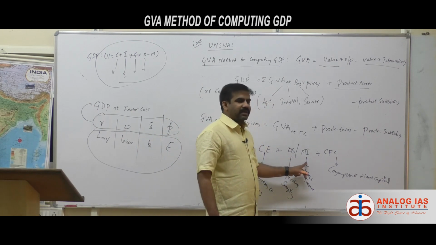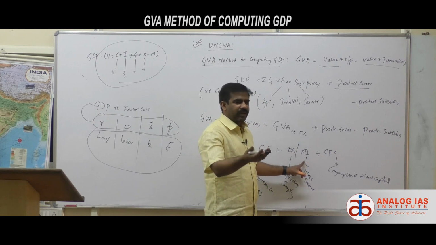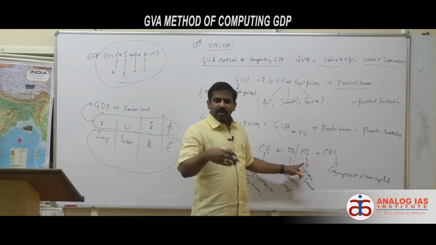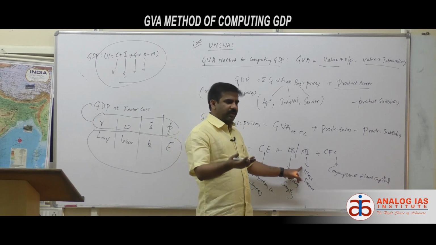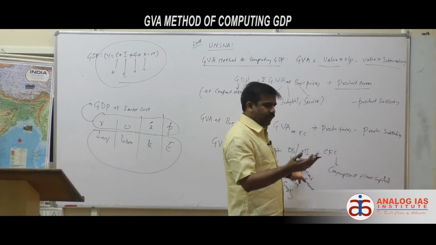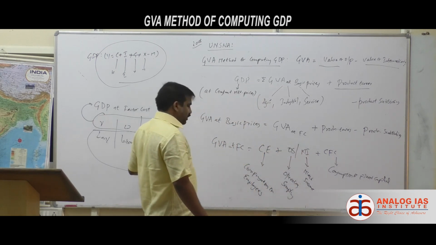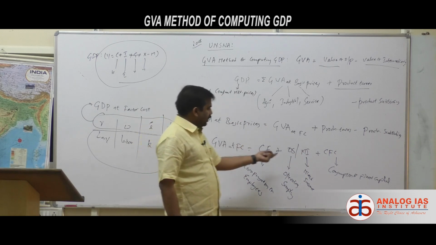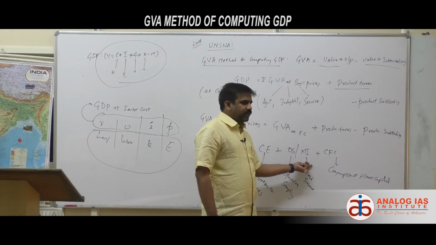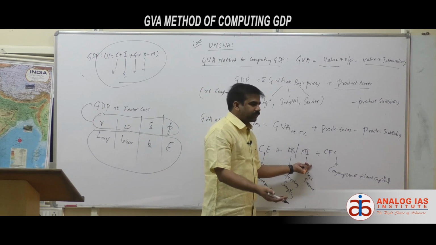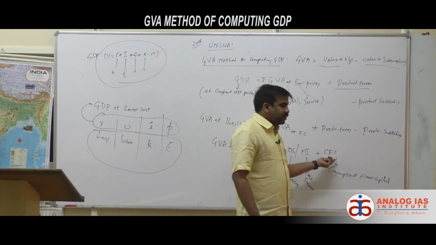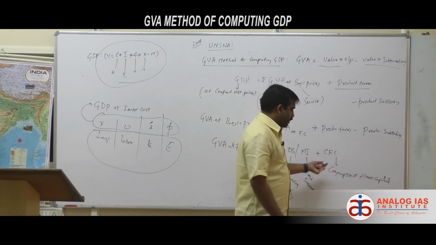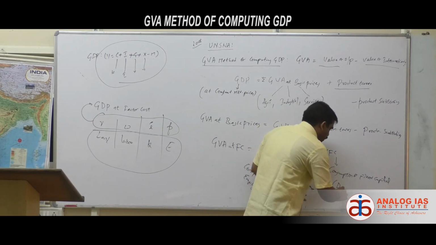Operating surplus or mixed income is simply any other form of income, the profit I make by any other means, it could be rent or interest. Instead of including rent and interest I am saying the other: operating surplus, mixed income, the other forms of income. And consumption of fixed capital means depreciation, the component of depreciation.